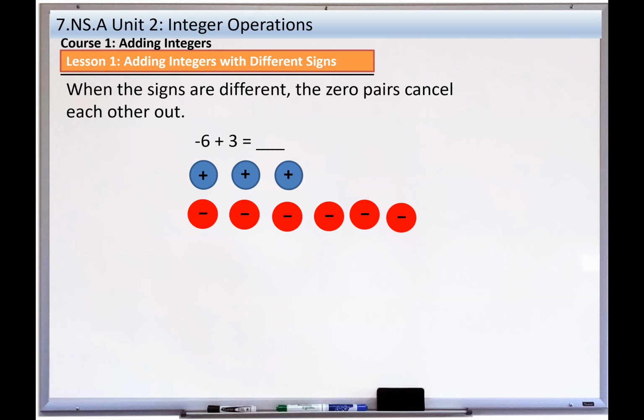All right. So we'll come back with the rule for adding integers with different signs in the next video.